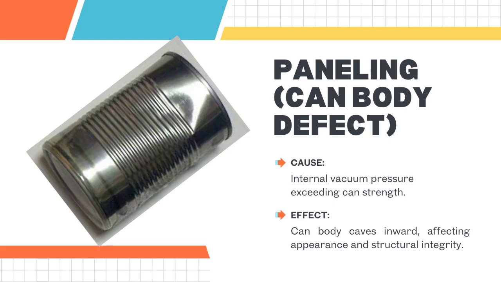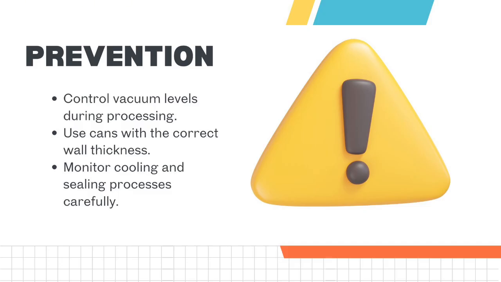The cause can often be traced to overcooling the product, which creates an internal vacuum, or using cans made from thin metal. The effects: it makes the can look damaged and unappealing, and in severe cases, it can affect the seal and lead to leakage. To prevent paneling, manufacturers should control the vacuum levels during cooling and use cans that have the right structural strength for the product being packed.